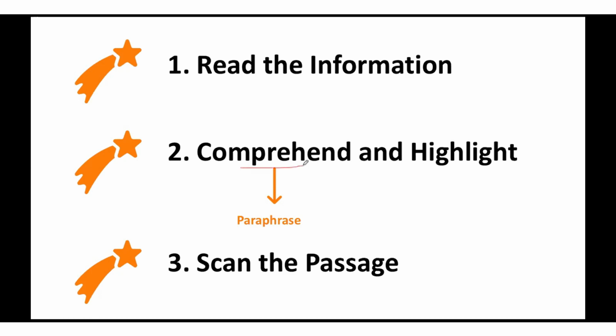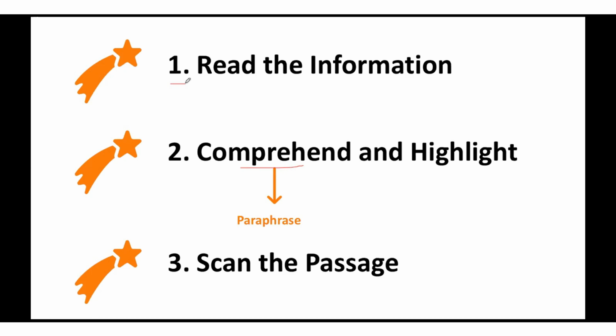Basically, with comprehend, we want to make sure that we absolutely understand the information. This is crucial with this question type because the information that we're going to be looking for in the passage is more than likely going to appear differently in the text. So basically, just keep in mind that the information you read in step 1 will not be worded the same in the passage. This is what makes this question type so difficult.